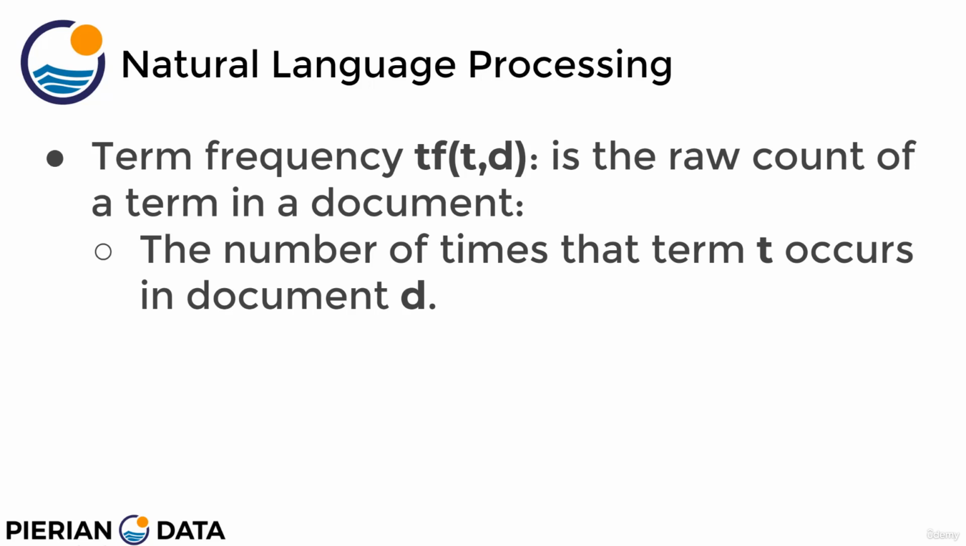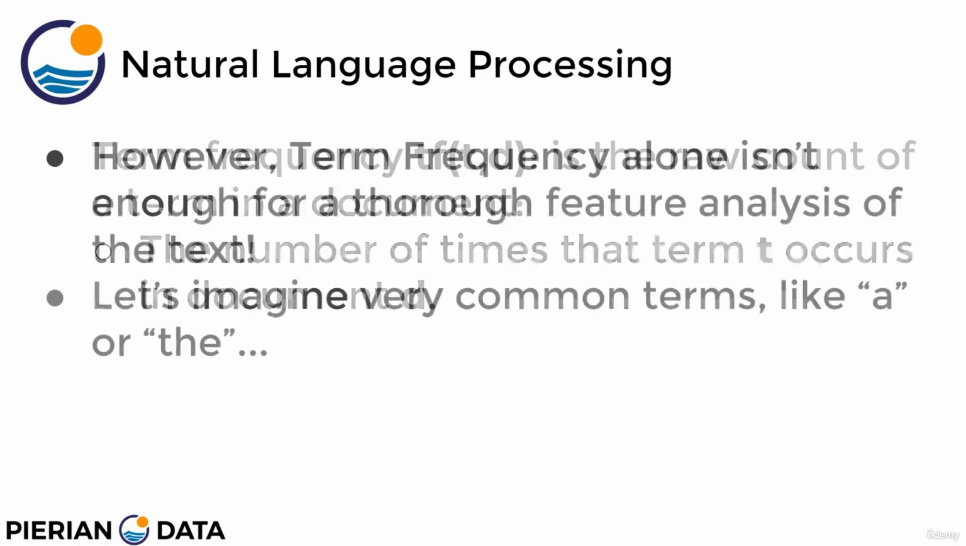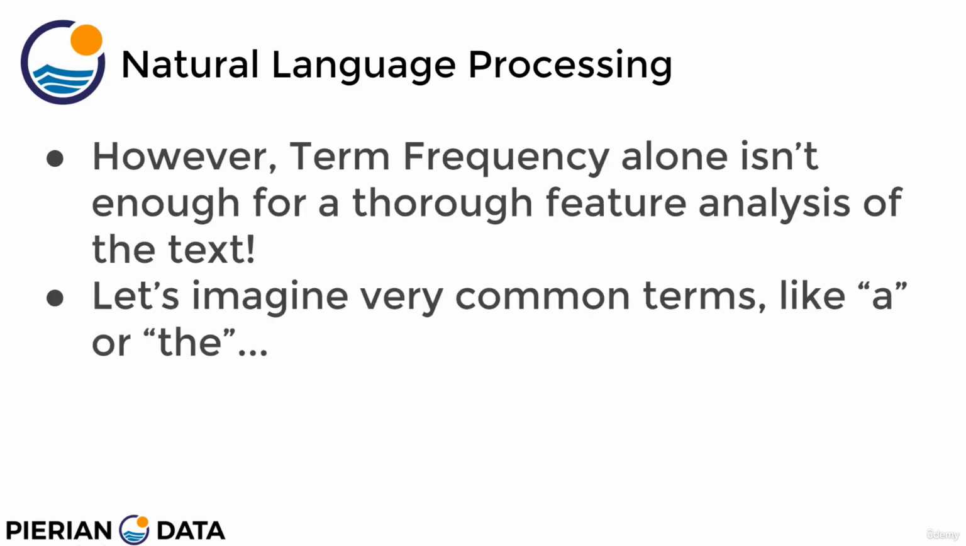So we can think of TF as a function of t and d, where t is the term itself and it occurs x amount of times in document d. This is actually just count vectorization. This is what we just did. So it's the frequency of each term in the document. Now, what if we start considering the documents as a whole? Well, term frequency alone isn't enough for a thorough feature analysis of text.